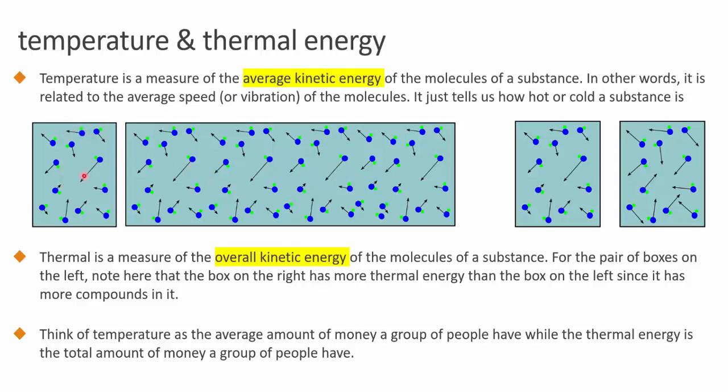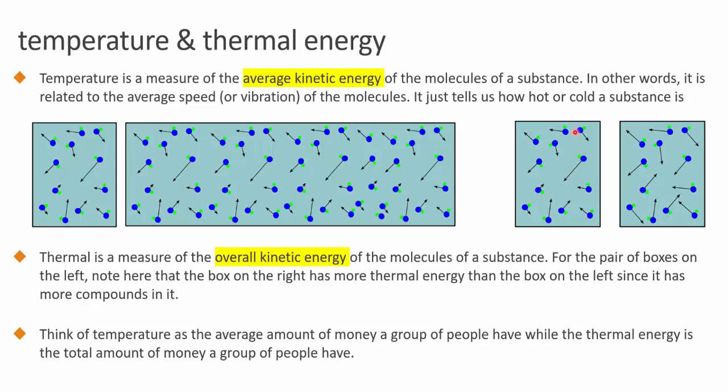So 10 times 10, that's $100. That's what you can get out of these if you ask them to donate that money. Now, if you ask these to donate that money, since they are 100 times 10, that gives you $1,000. So you get more money, more thermal energy here than here.